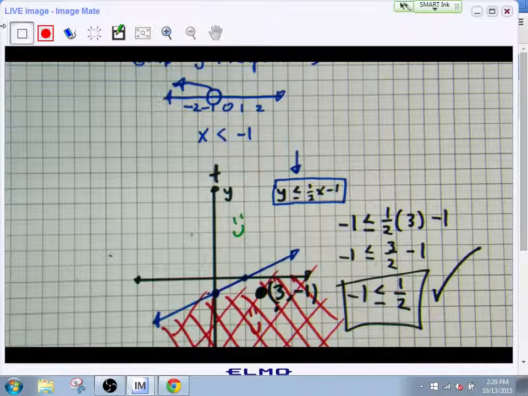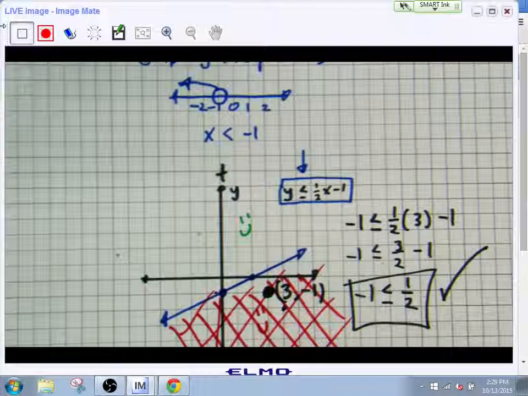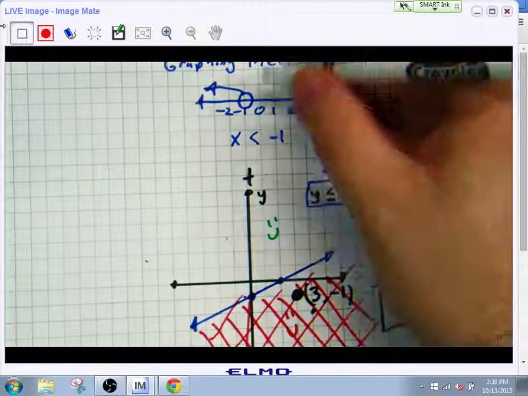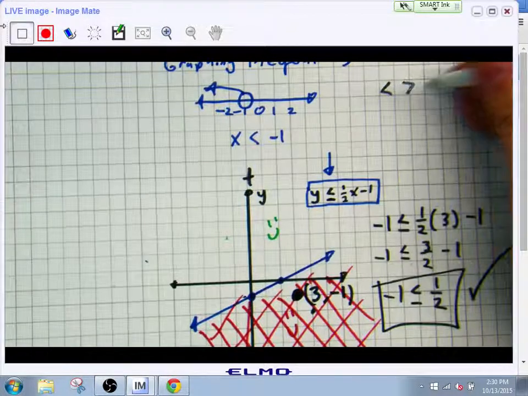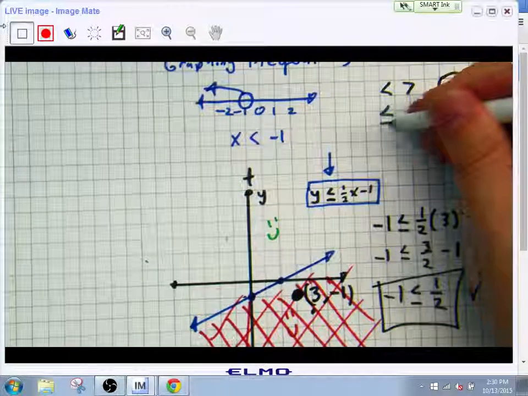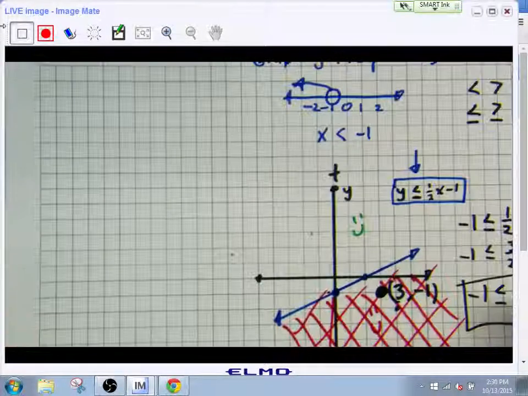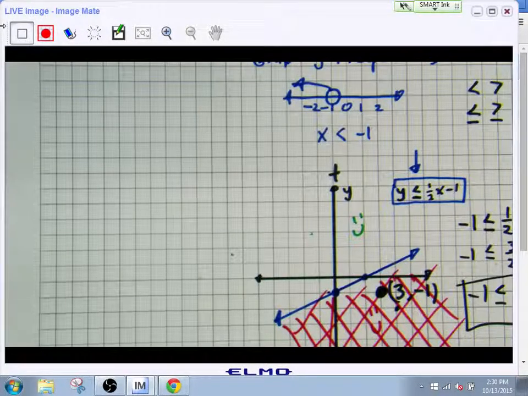Ooh, look at you anticipating what I was going to talk about next. Yeah, so Gracie's making a great point. What if instead it didn't have the or equals to sign? Because you remember, if we had less than or greater than, it'd be an open circle. If we had less than or equal to, greater than or equal to, it was a closed circle. You guys remember that? Oh, just say yes for the camera. Yeah. Thank you.